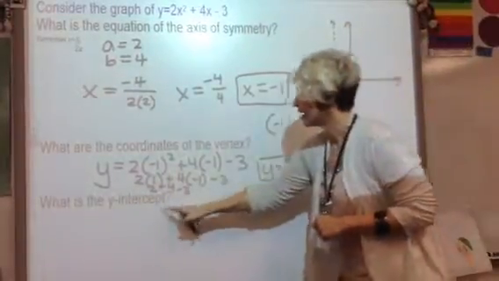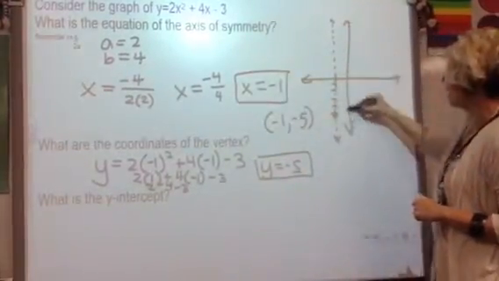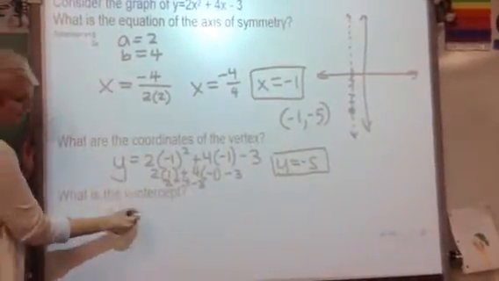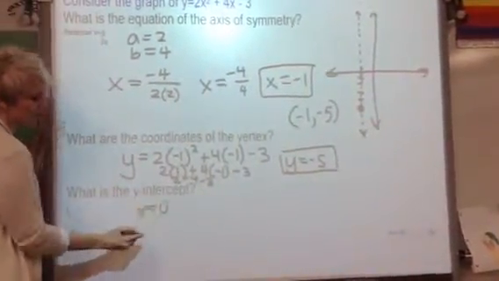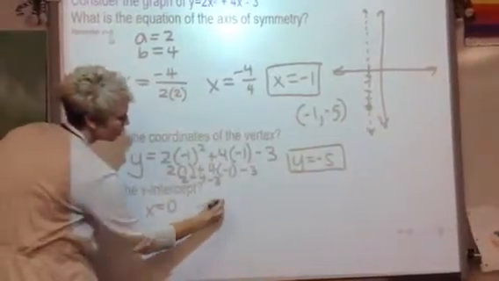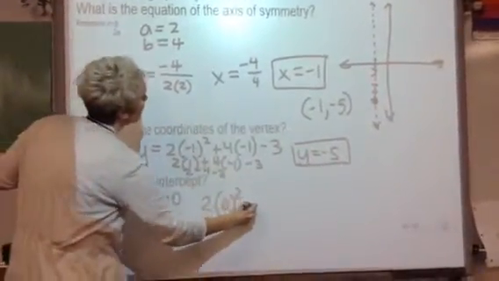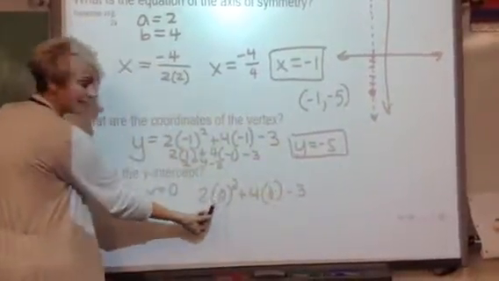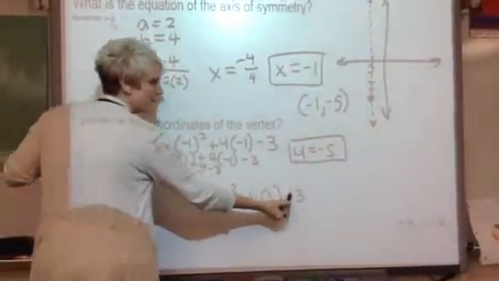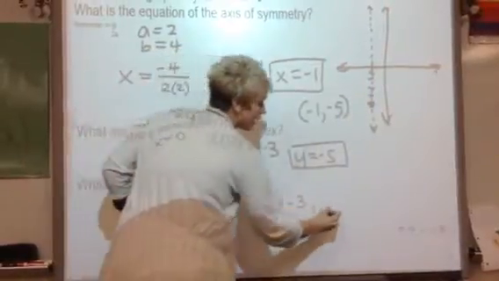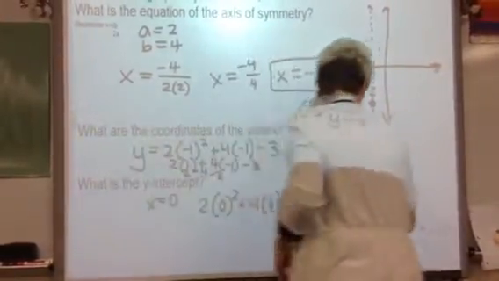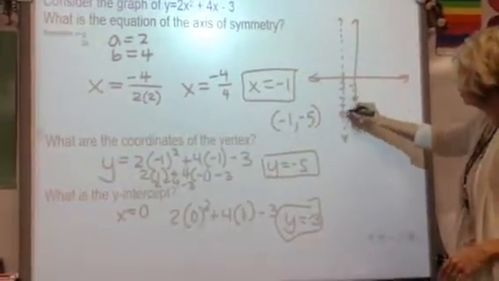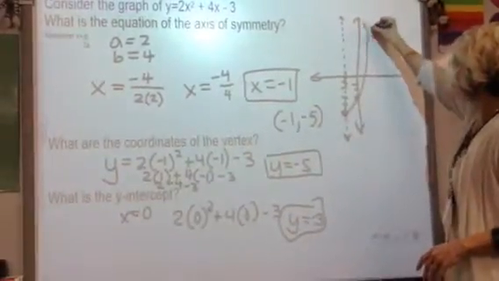What is the y-intercept? Where would this cross the y-axis? If you will remember, the y-intercept is when x is going to be 0. So we plug in 0. 2 times 0 squared plus 4 times 0 minus 3. That's going to be 0 plus 0 minus 3. So we get a y of negative 3 when we plug in a 0. So that's negative 3 right here. So we know this is one of our coordinates.